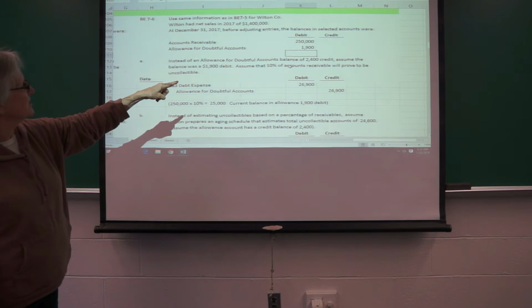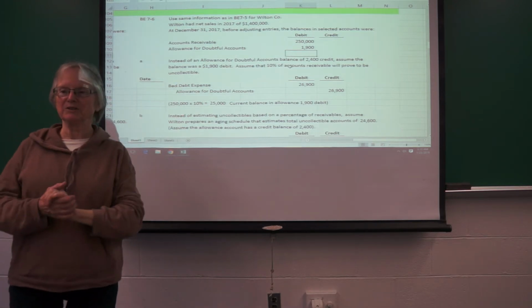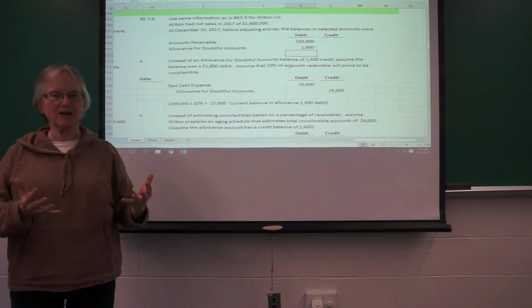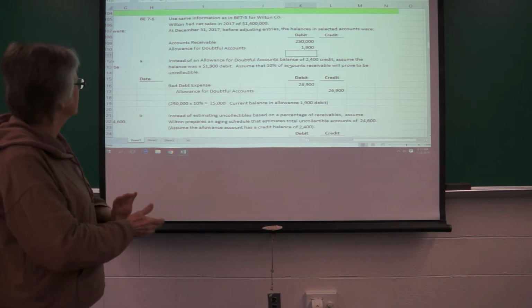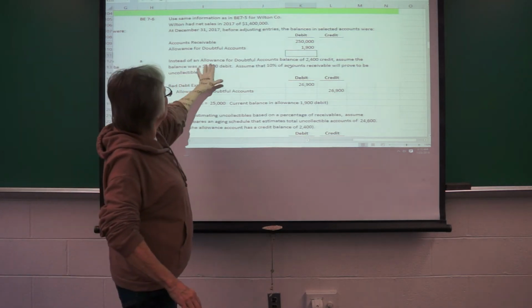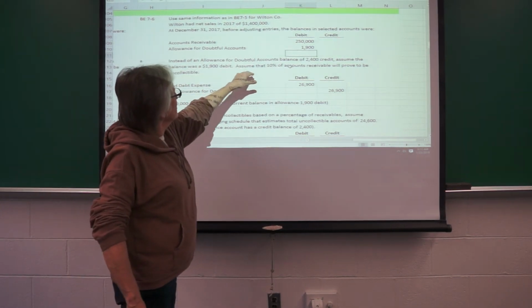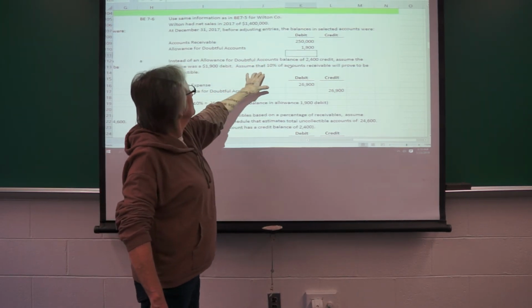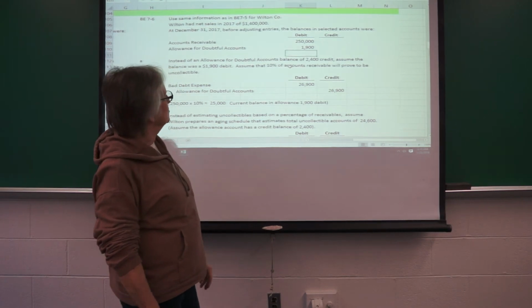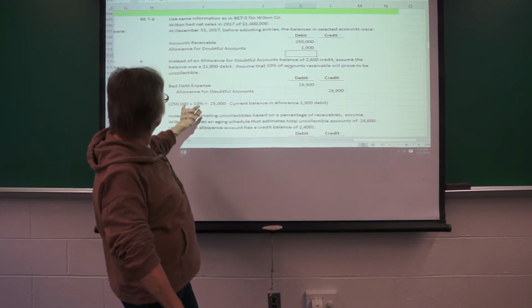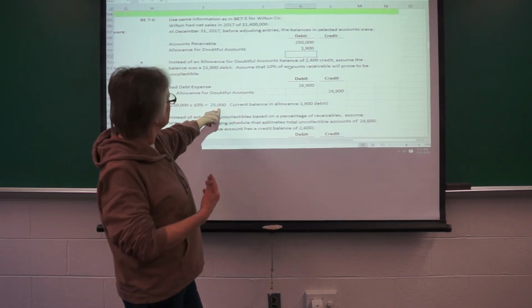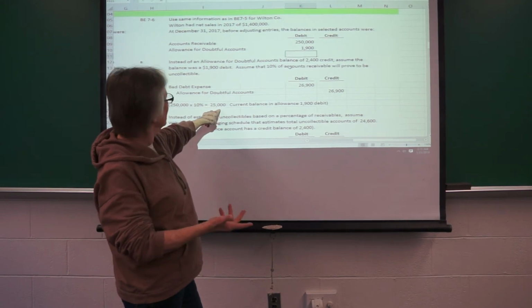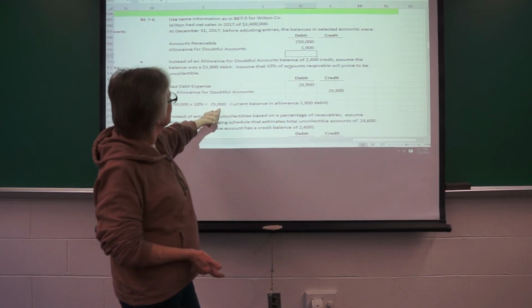Yeah, now they've changed it to 10%. I hate it when Wiley does this. It would be so much better if they just kept with the same problem, but they didn't. Okay, so now they say, instead of an allowance having the balance of 2,400, we assume it has 1,900, so I've done that. And then assume that 10% of accounts receivable will prove to be uncollectible. So we're aiming to end up with 2,500 in our allowance account. What does it take to get there?